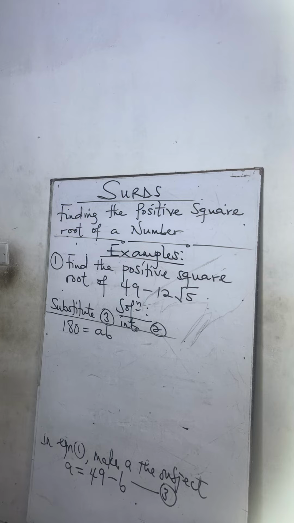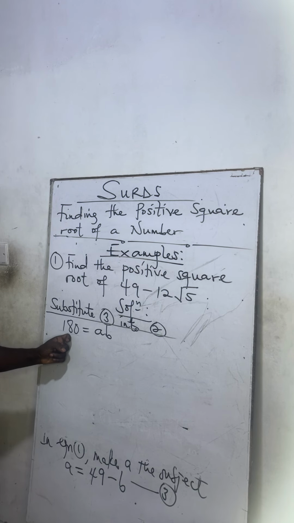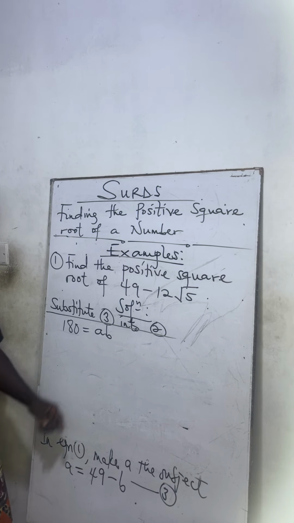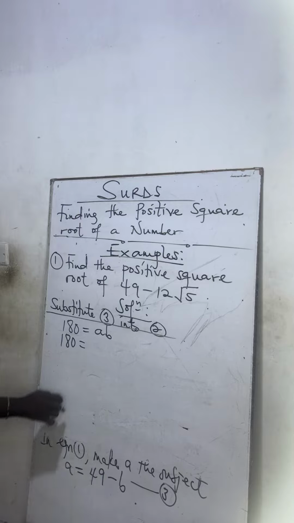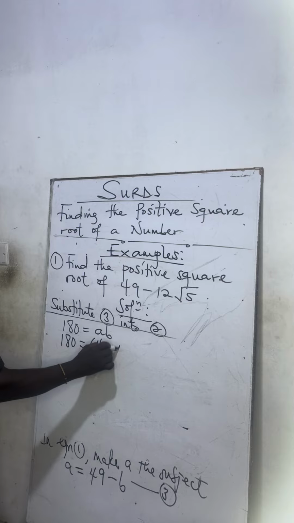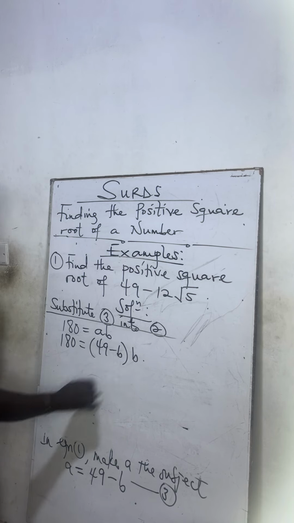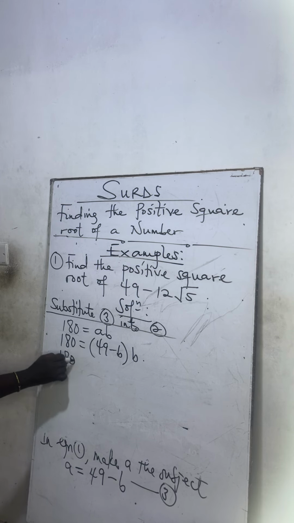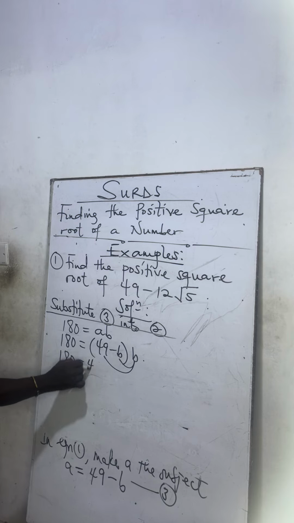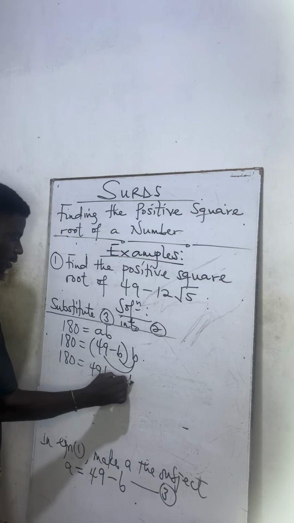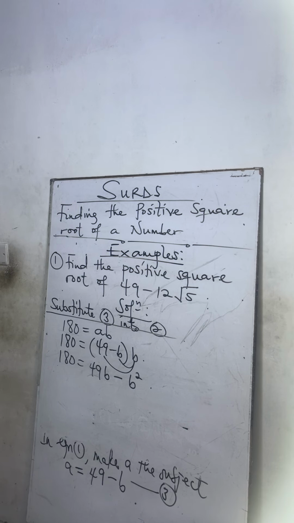Alright, so this is equation 2. That's 180 equals AB. We are substituting equation 3 into that, which means that wherever we see A, we substitute 49 minus B. So 49 minus B times our B. So 180 equals, using the distributive property, 49 minus B times B, we get 49b minus b squared.